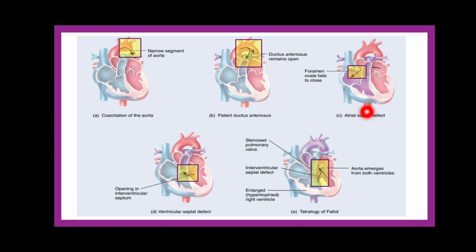Then the next acyanotic congenital heart defect is septal defects. Septal defects are basically of two types: atrial septal defect and ventricular septal defect. Atrial septal defect, as the name suggests, deals with the atrial septum, so there is something defective in the atrial septum. And in ventricular septal defect, a defect is observed in the interventricular septum. So these are the septal defects, and these four are under acyanotic congenital heart defects.